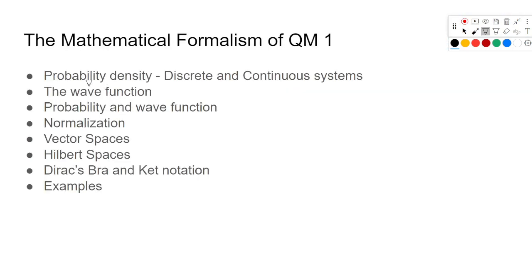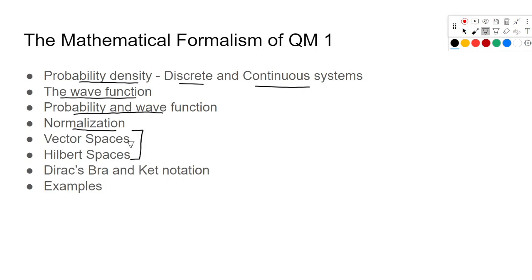We will start with a little review of probability density and applying it to discrete and continuous systems. We will then talk about the wave function. We have talked about it briefly in earlier lectures, but now we will give a formal definition to the wave function. We will then associate the wave function with the idea of probabilities. We will then talk about a very important concept called normalization. We will then discuss vector spaces and Hilbert spaces.